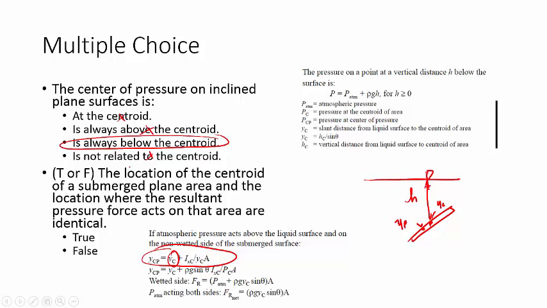The next question is related. It says the location of the centroid of a submerged plane area and the location where the resultant pressure acts on the area are identical, and we saw that is not true, so this is false.